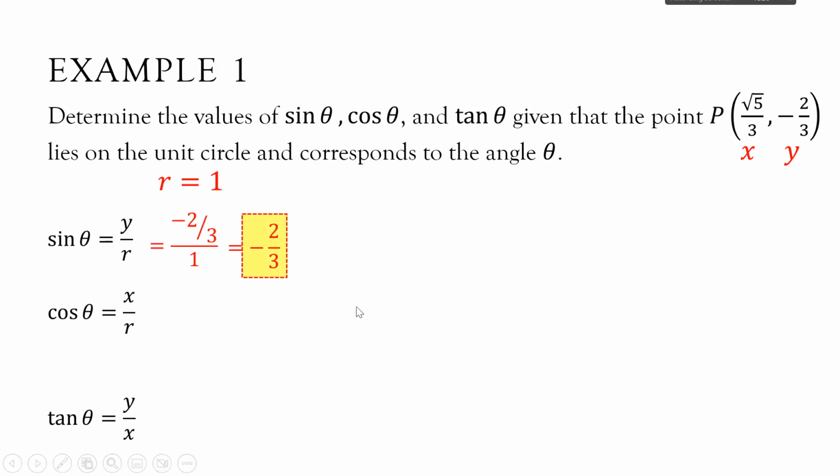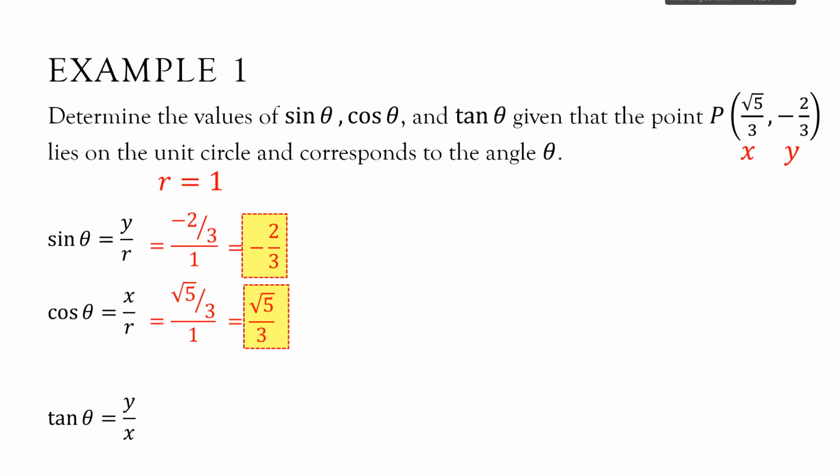What about cosine? Well, cosine is the x value, square root of 5 over 3, divided by the radius, which is still 1. So just for notes, I have the square root of 5 over 3, all divided by 1. Again, dividing by 1 doesn't change anything. I've got the square root of 5 over 3.